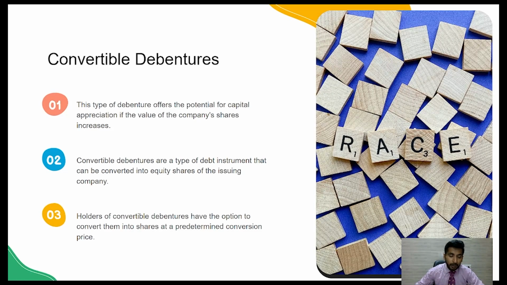So basically, the convertible debenture is a type of debenture that offers the potential for capital appreciation if the value of the company's shares increases. Convertible debentures are a type of debt instrument that can be converted into the equity shares of the issuing company. The holders have the option to convert them into shares at a predetermined conversion price. So, in crux, these are the debentures which can be easily converted into equity shares by the issuing company.